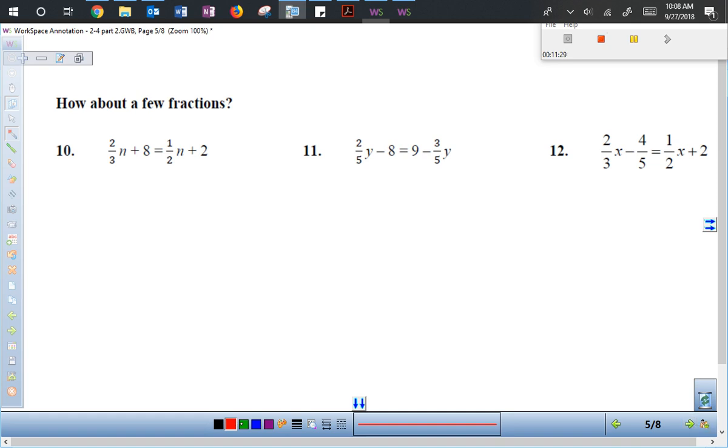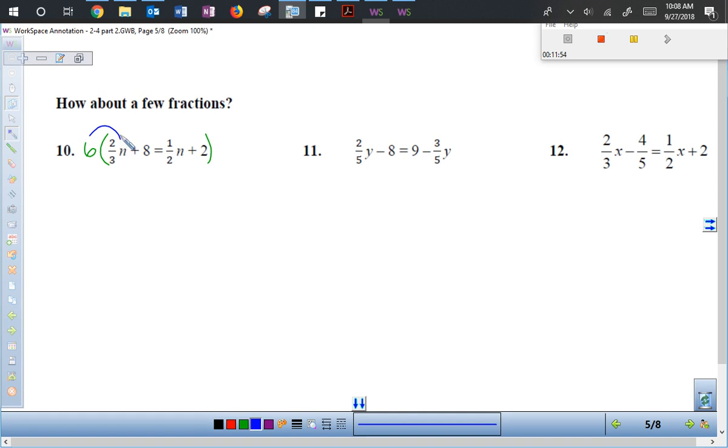Next, I want to try a couple fractions. Now, just like we learned in the last lesson, whenever you're handed fractions, the first thing I want you to do is eliminate those fractions. So in my entire equation, I have 2 fractions. Now, the denominator of the first fraction is 3, and the denominator of the second fraction is 2, which means we have a common denominator of 6. So I'm going to multiply the entire equation by 6.